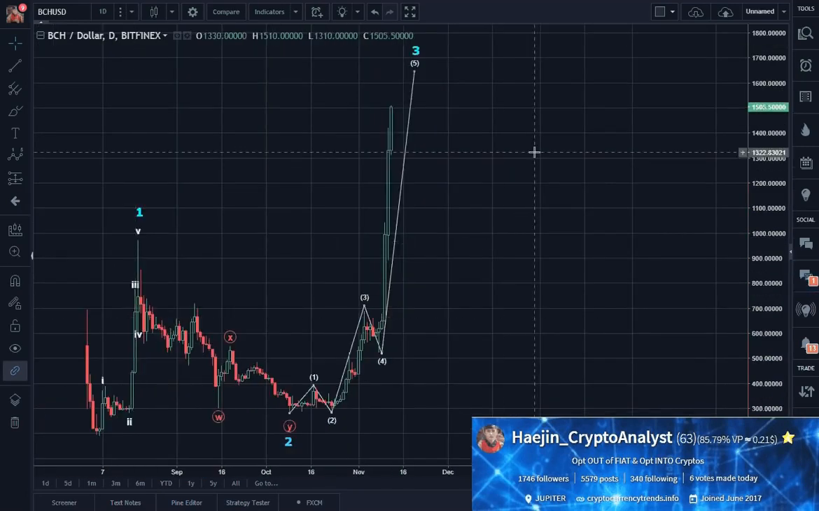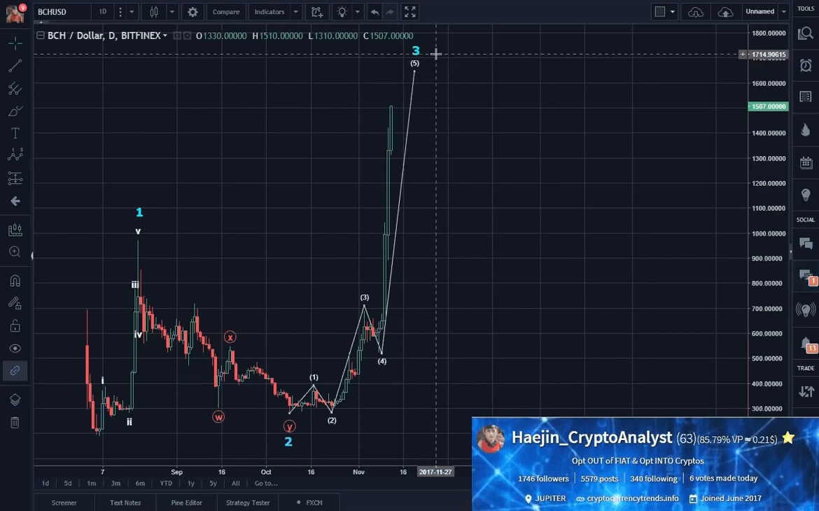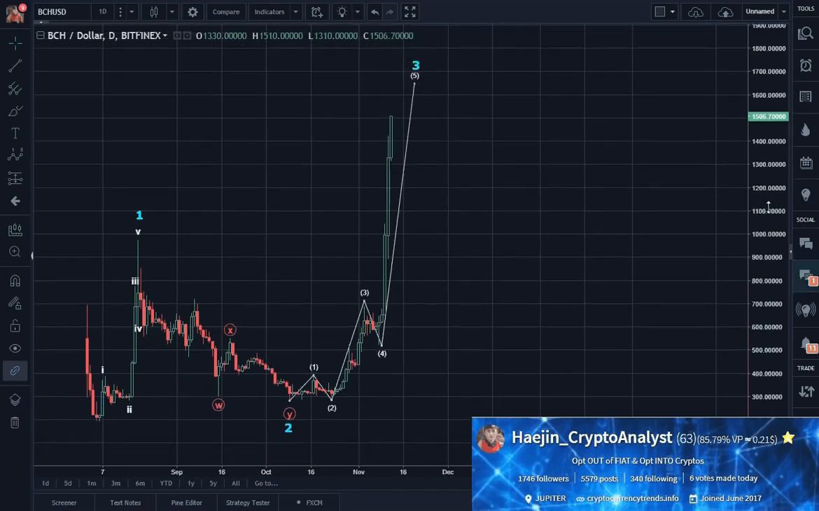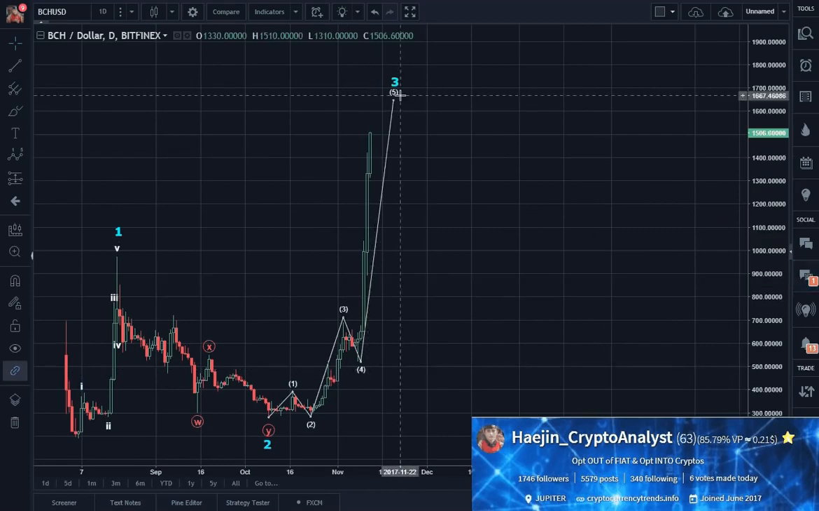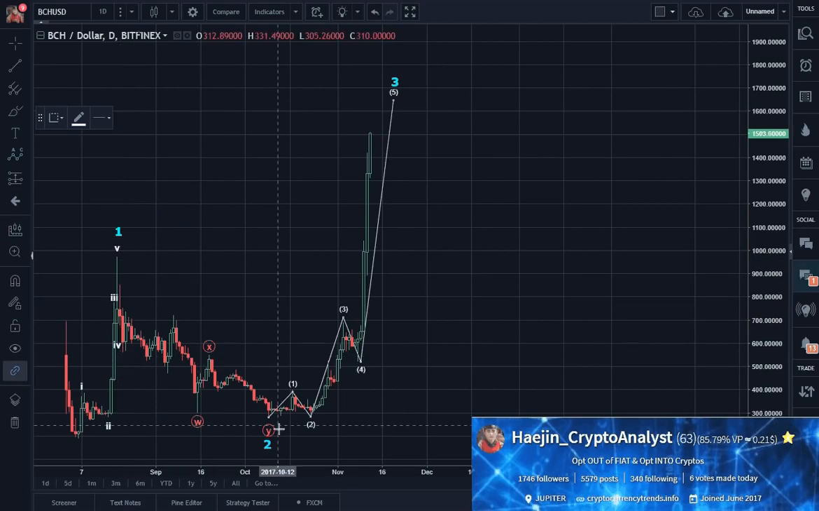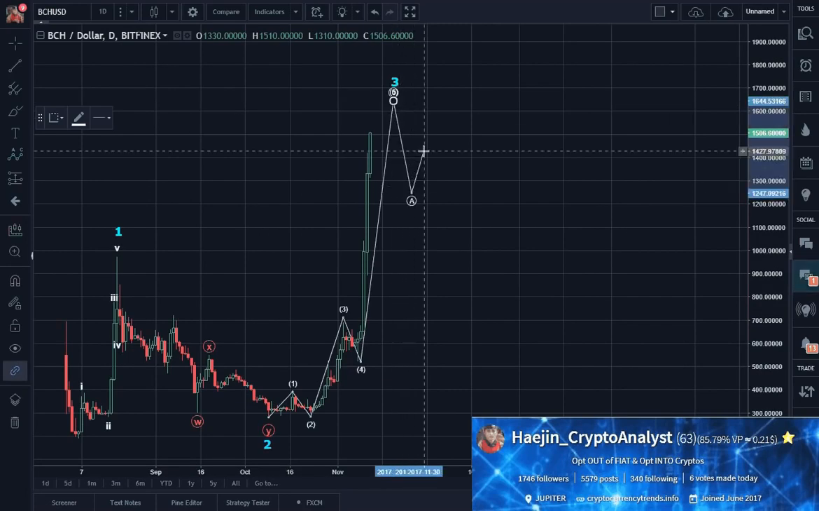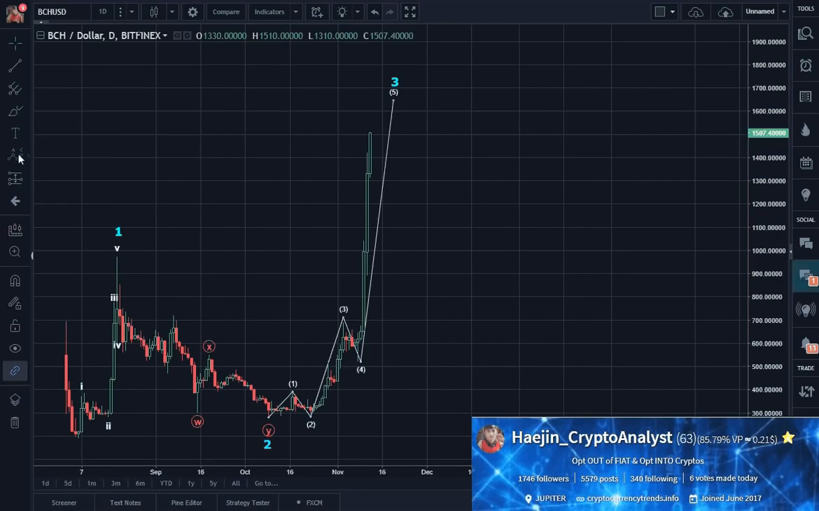Now let's go back to this chart here and look at this one more time. You have 1, 2, 3, 4, 5 as subwaves of one blue, WXY as subwaves of two blue. Then you have 1, 2, 3, 4, and 5 as subwaves of wave three blue. That means if this fifth is extended, you're going to get a very interesting correction. Because wave two was very complex, WXY, as you can see, you will most likely get a very sharp correction.